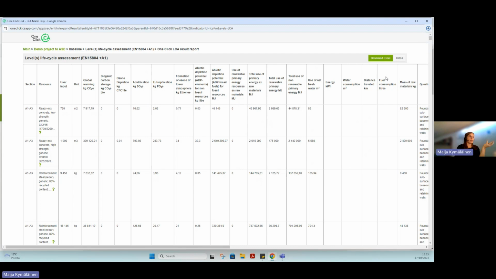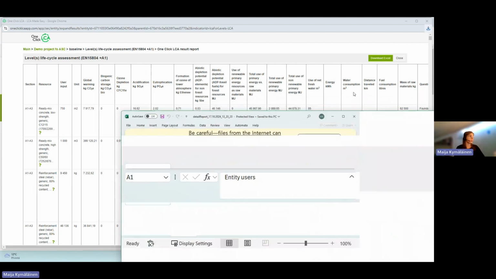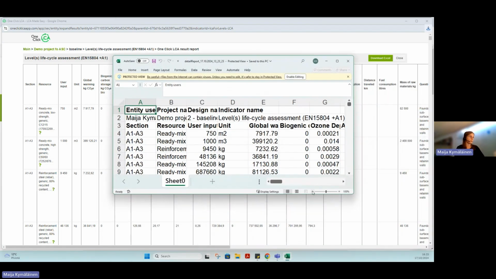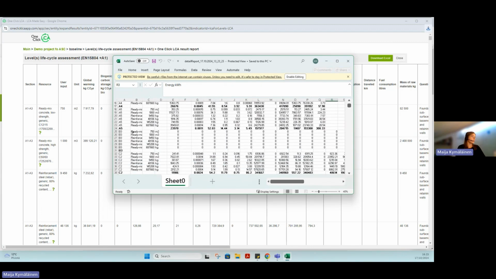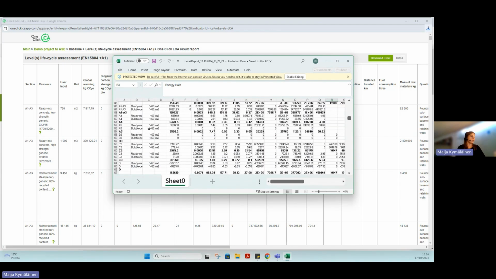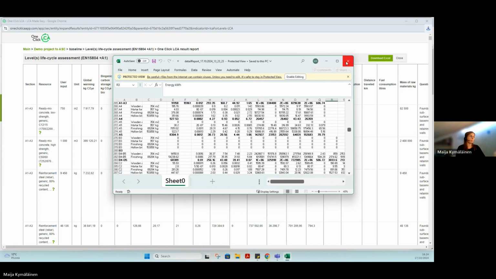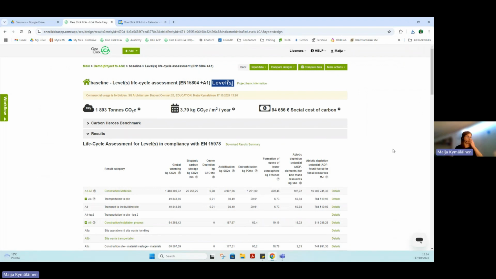Then you can get these results in a format that is easily editable in case you need to do, for example, special graphs, or some more advanced calculations. So here, this is what it would look like. We have a lot of numbers here, separated into sections per resource. Here you have your own inputs, units, and then all these impacts that you want. And they are here for each material used in the calculation. So that might be very helpful.